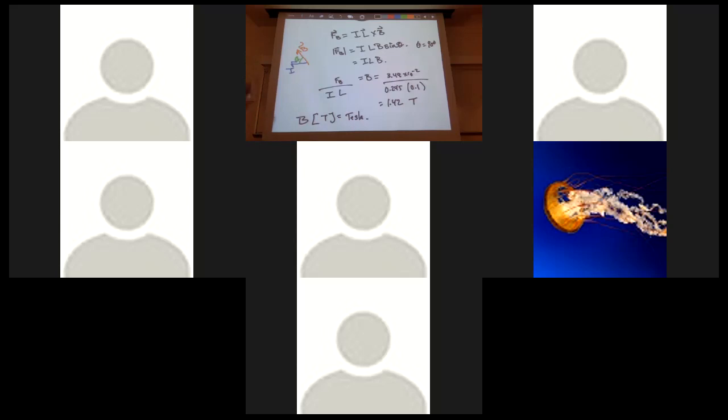Just to give you a sense of size, this being 1.42 Teslas, the strength of the magnetic field on the surface of the Earth is roughly about 5 times 10 to the minus 5 Teslas. So this is pretty huge compared to that. Your typical bar magnet, one that you would put on your refrigerator, is usually about half a Tesla to a Tesla. So this is about the size of a bar magnet.